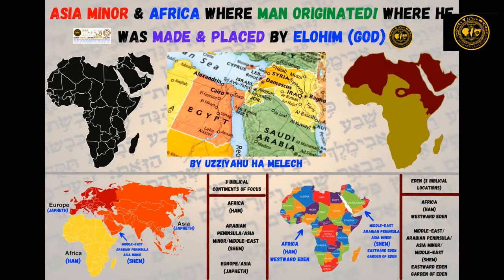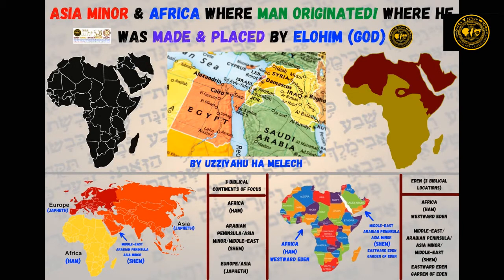So you got Africa, Ham, westward Eden, right? All of this. And then Middle East, Arabian Peninsula, Asia Minor, Shem, eastward Eden, right? The Garden of Eden, boom. So Eden, 2 biblical locations: Africa, which is Ham, westward Eden, and then the Middle East, Arabian Peninsula, Asia Minor, Shem, eastward Eden, the Garden of Eden. So this, for us, is where, you know, I didn't have Turkey, but Turkey is there. That's why you see this, and this is where it's all at right here. That picture right there.